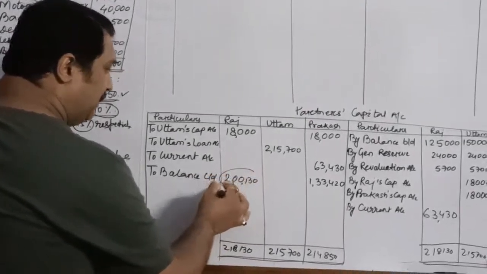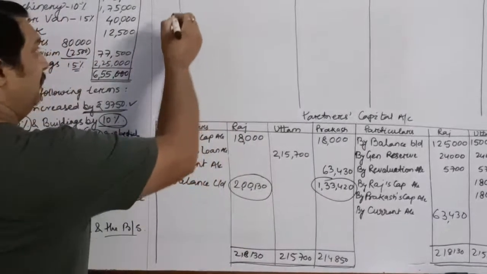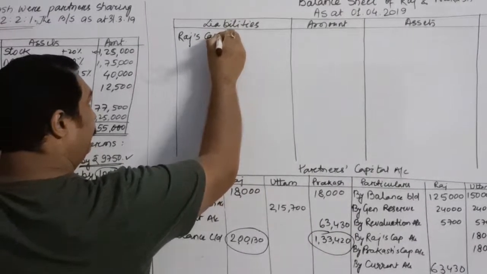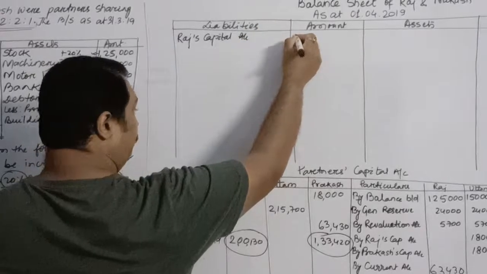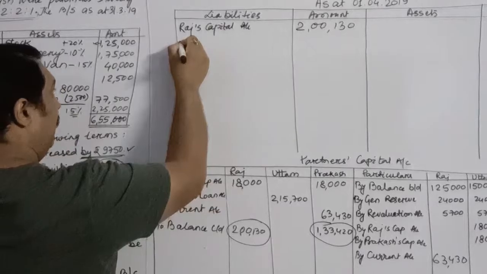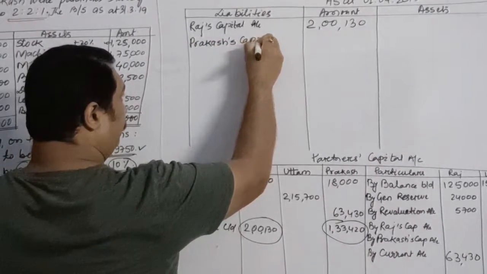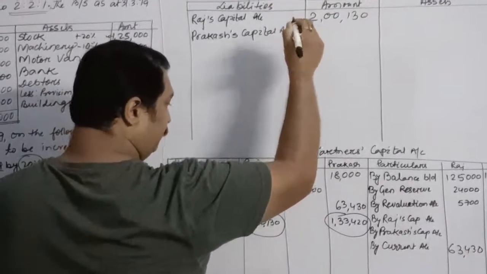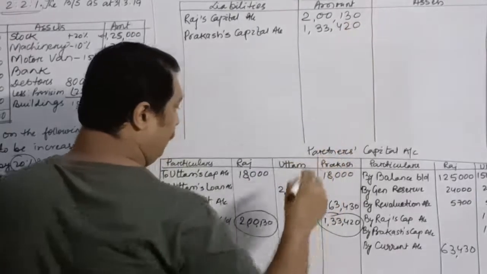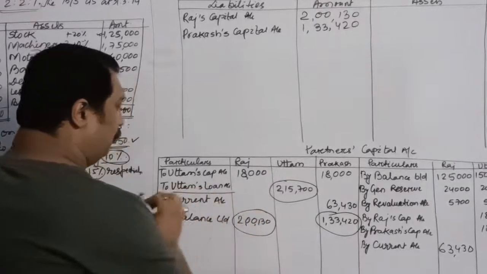We have only two continuing partners, Raj and Prakash, and this is their closing capital, which we will write over here. We will write Raj's capital account as rupees 21,30,000 and Prakash's capital account, which is rupees 1,33,420. We have transferred 2,15,700 to Uttam's loan account.